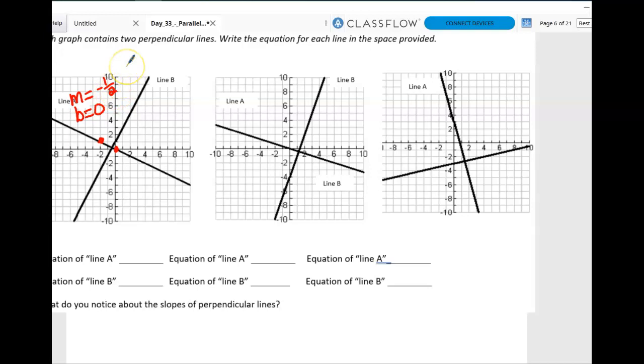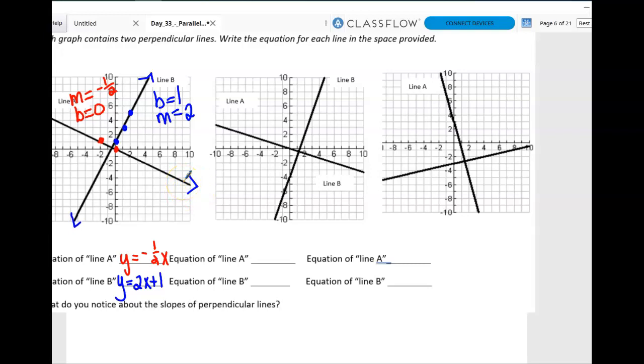If we put the two together, we get the equation of the line as y equals -1/2 x. Line B, I look first at my y-intercept. My y-intercept is going to be at +1. And the slope is, I rise 2 and run 1, so my slope is going to be +2. So the equation of this line would be y equals 2x plus 1. Again, these are lines, so let's put little arrows on them.